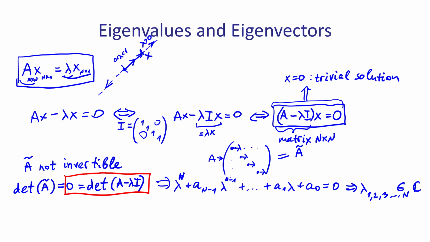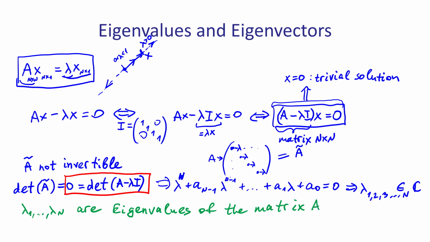Now we are ready to define eigenvalues and eigenvectors. So lambda 1 through lambda n are eigenvalues of the matrix A. Now, for the solutions of that equation, x will be the eigenvectors which are appropriate to the eigenvalues of that system.